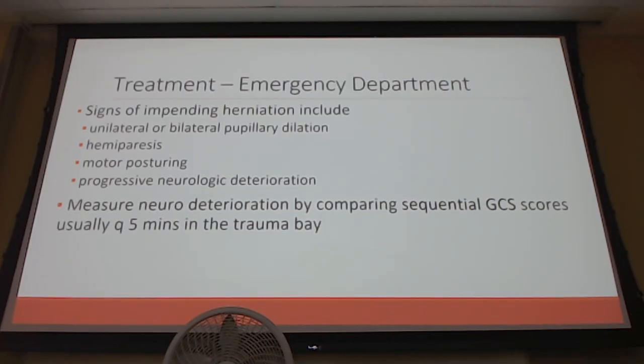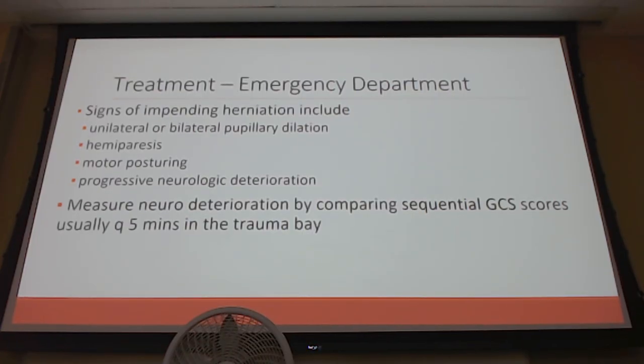All right, and then here are signs of impending herniation. Once we start to see any of those pupillary changes, whether it's unilateral or bilateral, if they start to get that hemiparesis, any motor posturing, or they initially had a normal neuroexam and now we are progressing to a focal neuroexam, we need to consider that they have some sort of herniation or increase in their cranial pressure.